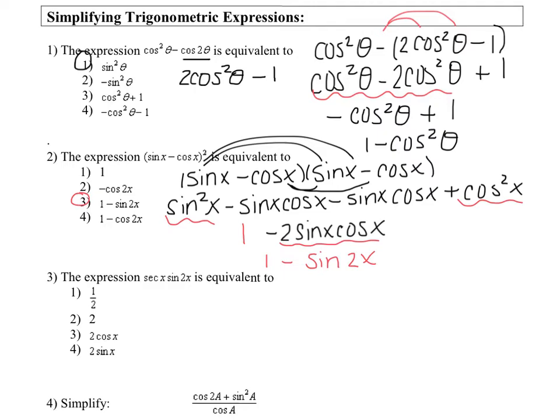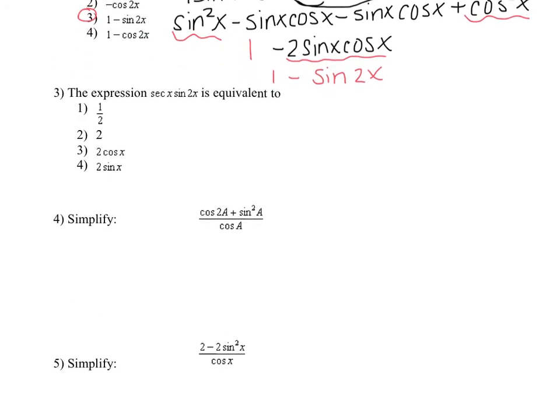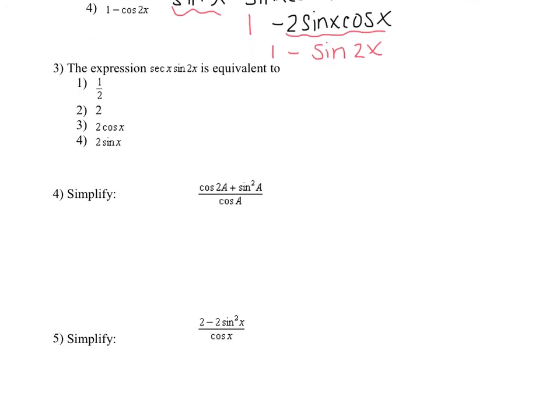Alright, number 3. Secant x times sine 2x. Well, again, let's go to look at that double angle formula. And sine 2x, we know, is 2 sine x cos x. And I need to multiply that by secant. And secant is 1 over cos. Now I can put this over 1 if I want, and I'm just going to simply cross off any top with any bottom. And all I'm left with is 2 sine x. Choice 4.